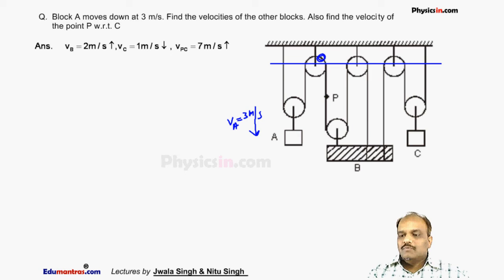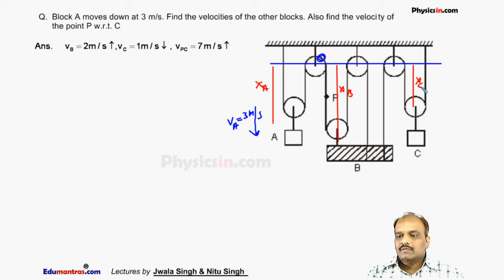Now if the observer measures the length while sitting at O, he will measure this length as XA, this as XB, and this as XC. So this is the length measured by the observer. This is XA, this is XB, and this is XC.